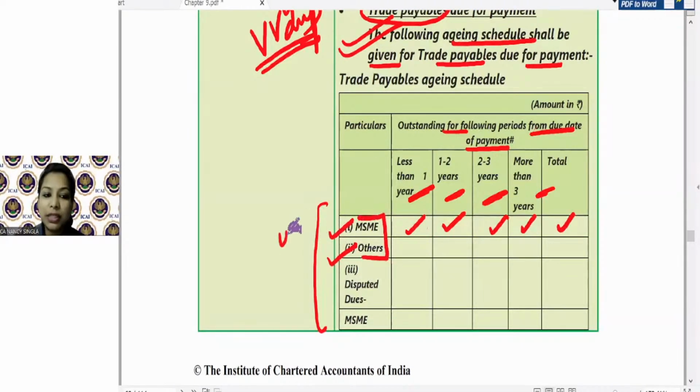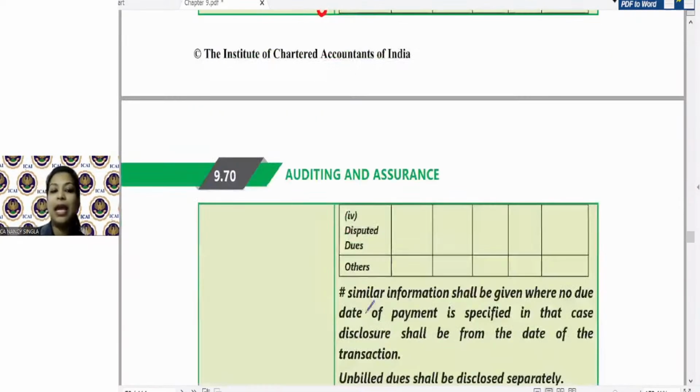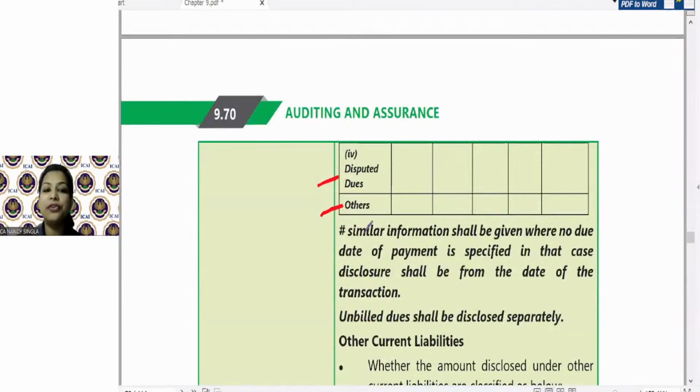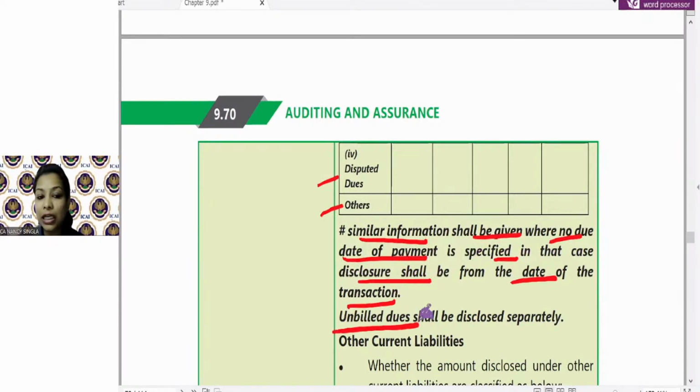Okay? So this is basically undisputed. And disputed dues to MSME, so you can ignore this line, है ना? ये वाला line. So undisputed to MSME and disputed to others. Sorry, disputed to MSME and disputed to others. ठीक है? And the way it is given in trade receivable, similar information shall be given when no due date is specified. In that case, disclosure shall be from the date of transaction. Unbilled dues, जिसके लिए you haven't received the bill, but yet, let's say you have made some provision. So unbilled due shall be disclosed separately. Simple है ना? है ना?